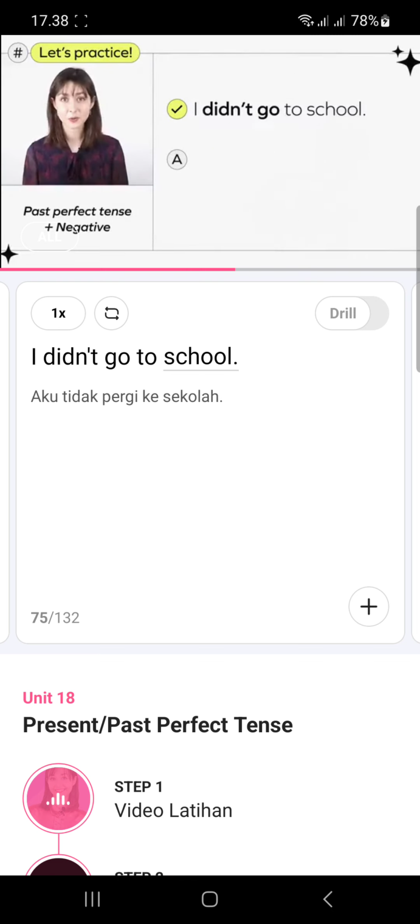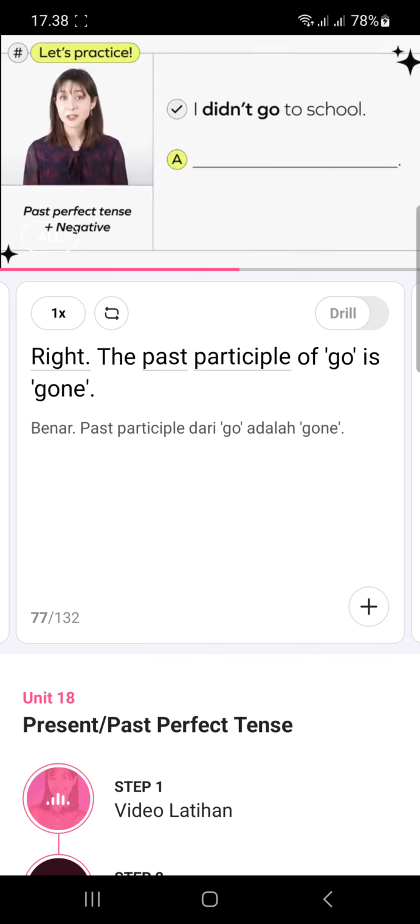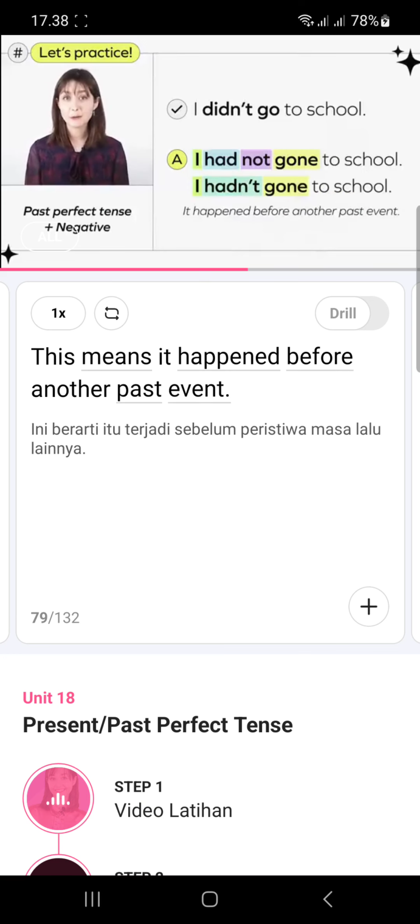I didn't go to school. Right. The past participle of go is gone. I had not gone to school. I hadn't gone to school. This means it happened before another past event.